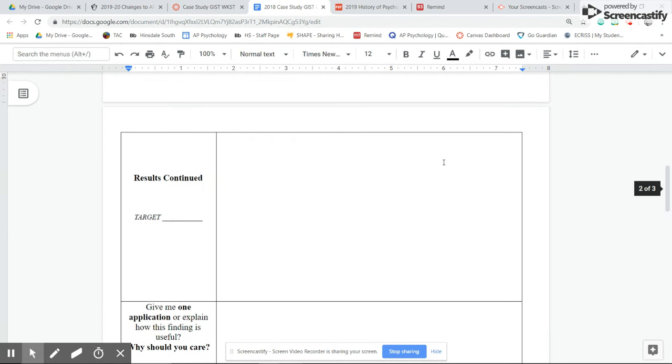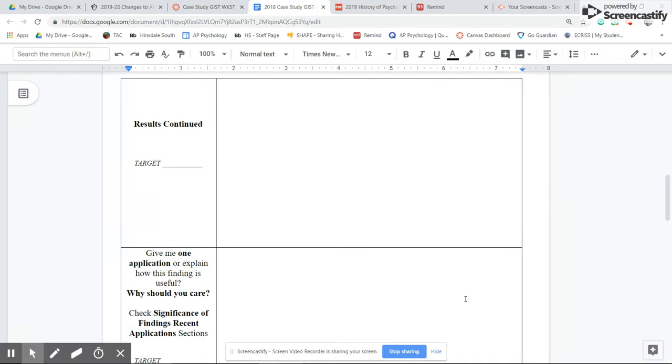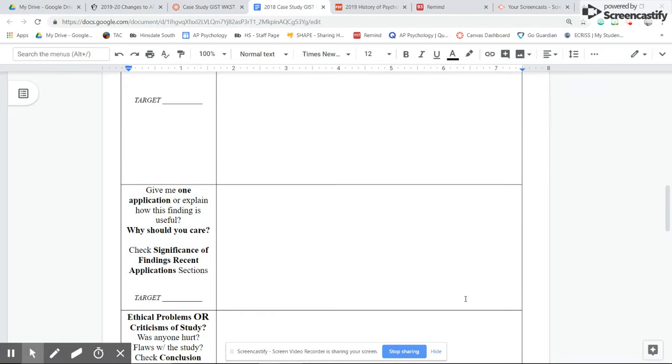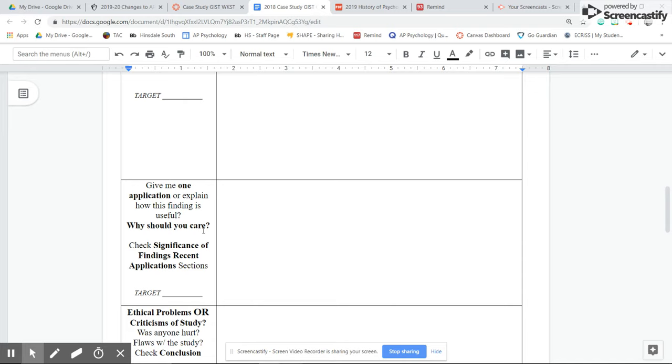Next, I give you more space. Again, give me quality information, and you should be able to explain it. Or if you don't understand what you're reading, that would be a good helpful question to write down at the bottom. Application. You're answering, why should we care about this article? What is important about this article? What are we getting out of it? Usually there is an application section.